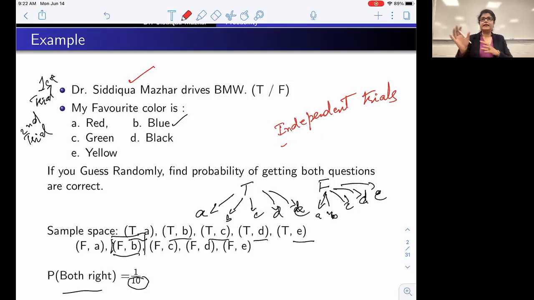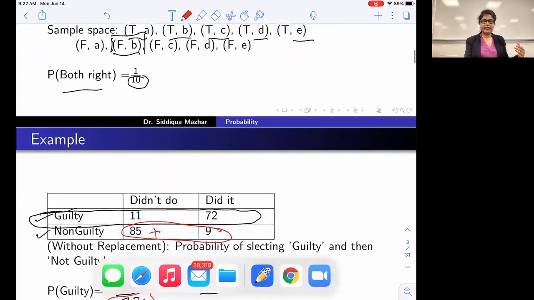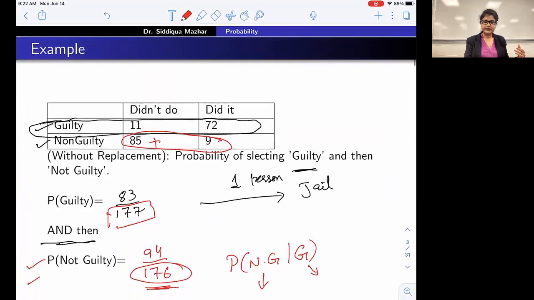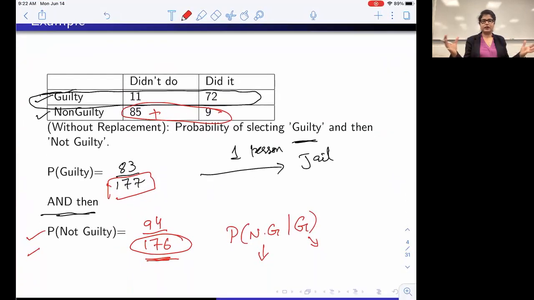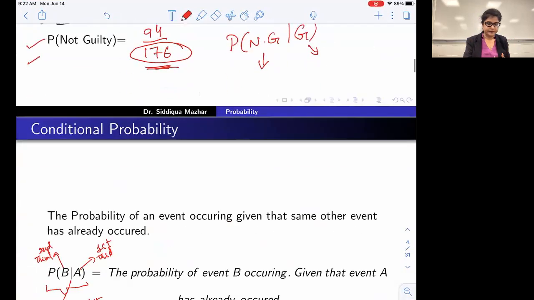Independent is just like you use it in English: I am an independent woman, I am an independent man, I am not relying on anything else. It is the same thing. One experiment is not being affected by the second experiment. But if you find a dependent experiment, like finding a not guilty and guilty person, these are being affected because it is reducing our sample spaces. So this is called dependent events.